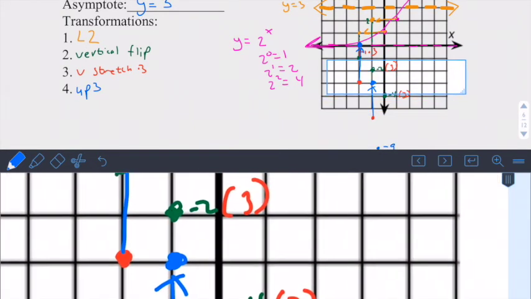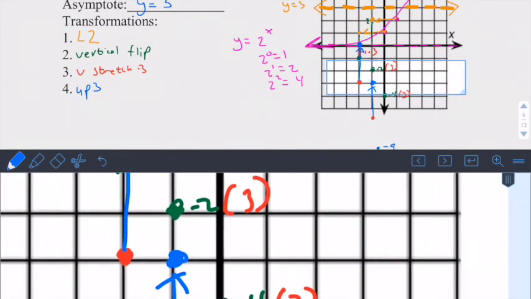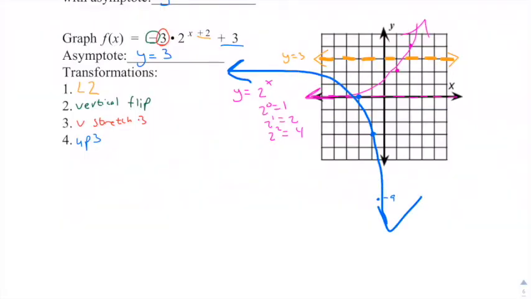So now remember, my blue points are my final. I don't want any of the other stuff. I'm going to erase it. I just put it in there to help you see. So there's my final function. It's flipped and stretched and all of that stuff.